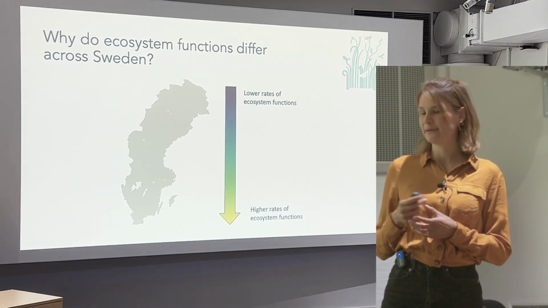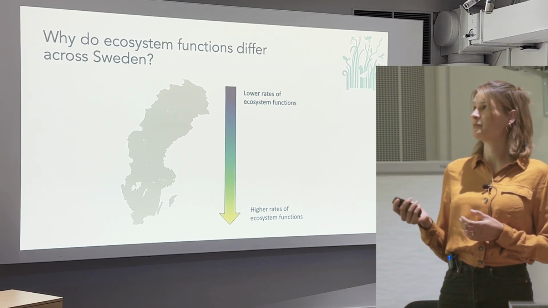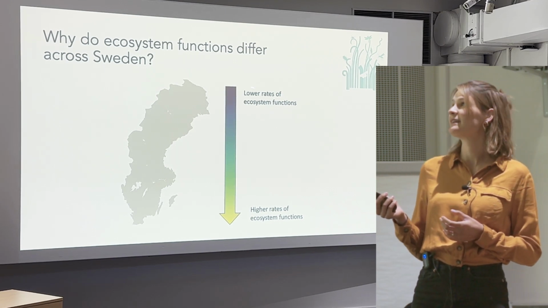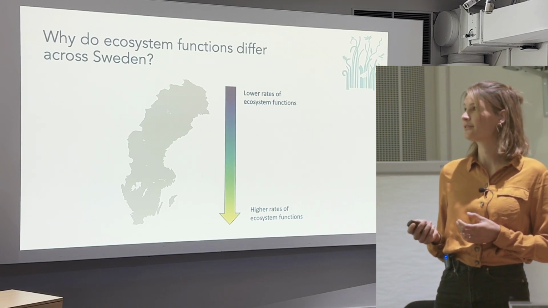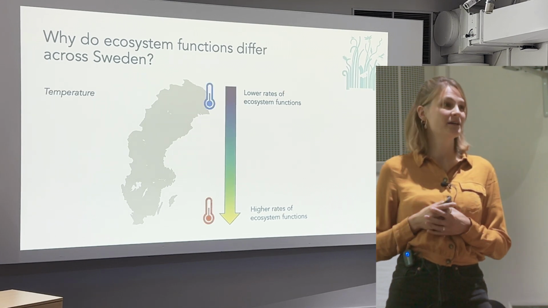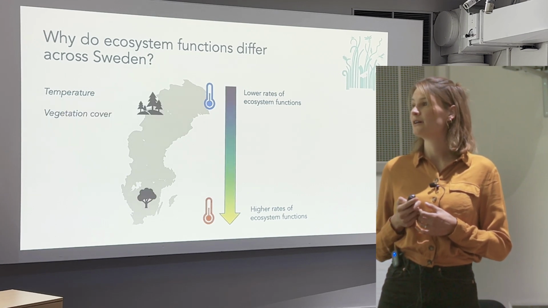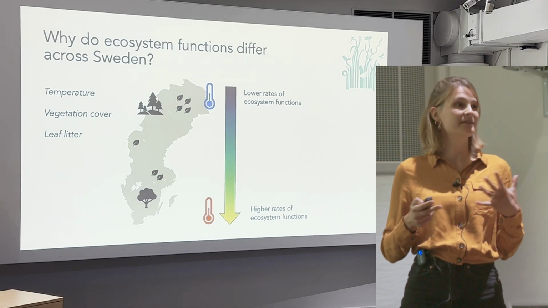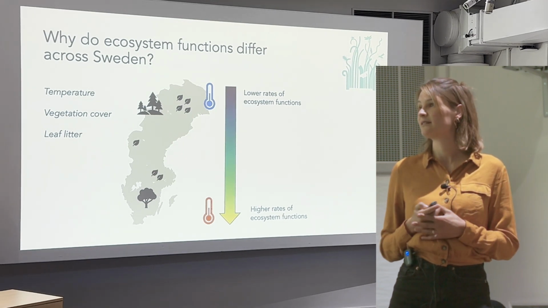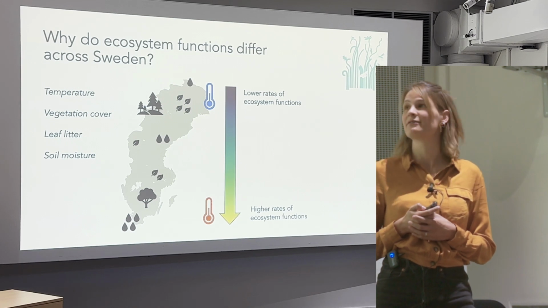So to start with Sweden, as I said here, we saw for at least some of the functions, and also the overall functionality, lower rates of ecosystem functions in the north compared to the south. This could be because, for example, it's a bit colder in the north compared to the south. There may be different vegetation types. Leaf litter depths may be different. This can cause different kinds of functionalities. And the soil moisture can, of course, also differ in space.